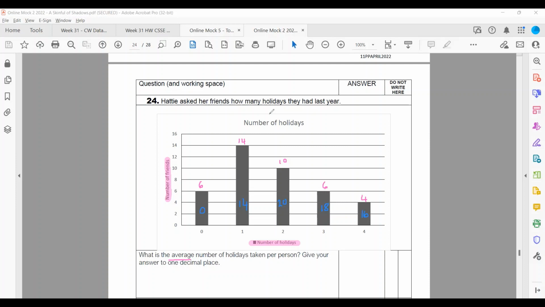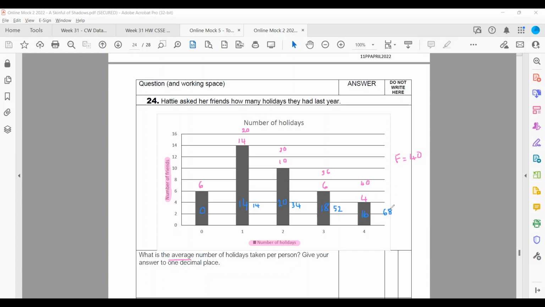So again, we're going to do the running total. I'm going to do the running total for the pink. So 6 plus 14 is 20, plus 10 is 30, plus 6 is 36, plus 4 is 40. So that is the total number of friends, 40. I'm going to put a little note to myself here, friends equals 40. Now we need to add up the total number of holidays. So again, another running total. So 0 plus 14 is 14, plus 20 is 34, plus 18 would be 52, plus 16 would be 68.